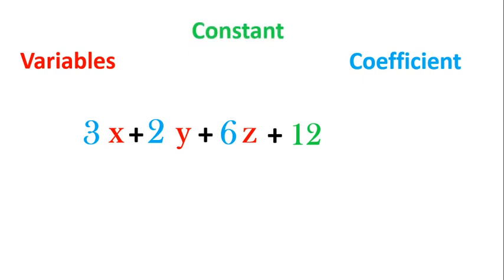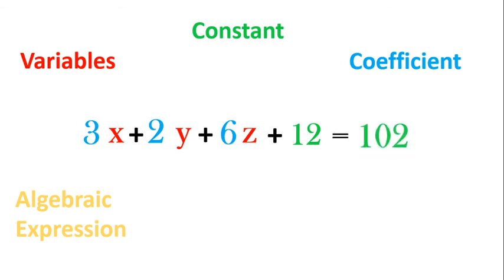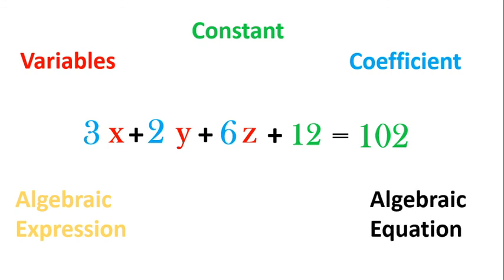Right now, this mathematical statement is only an expression, an algebraic expression to be precise, because there are variables in this expression. But if you put an equals sign at the end of the expression and perhaps a constant, this expression becomes an algebraic equation, because this equals sign now relates this expression with a certain value.